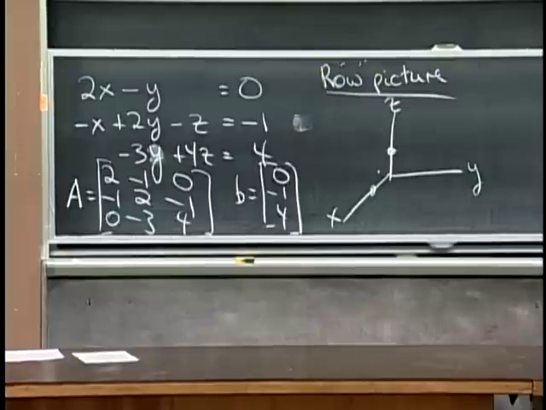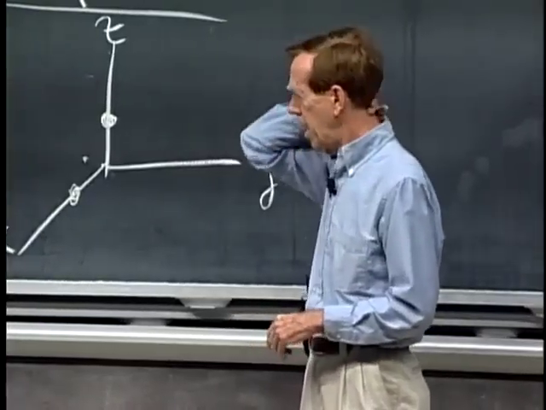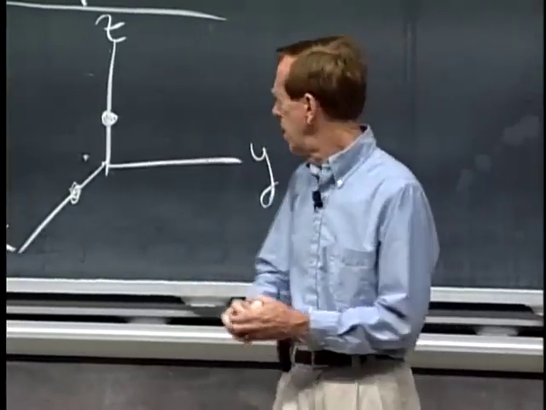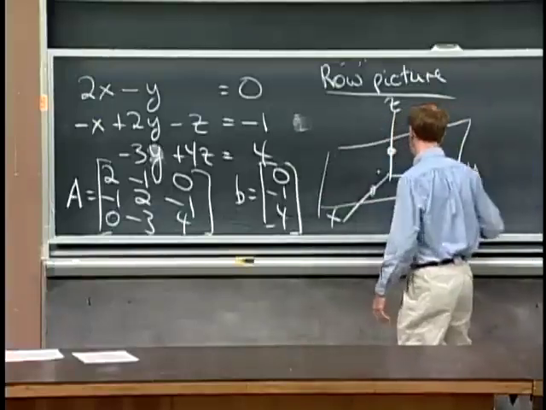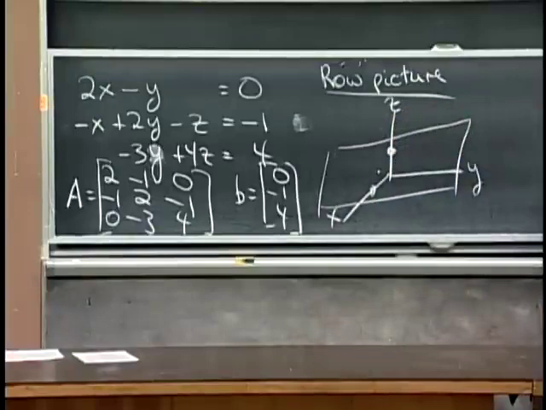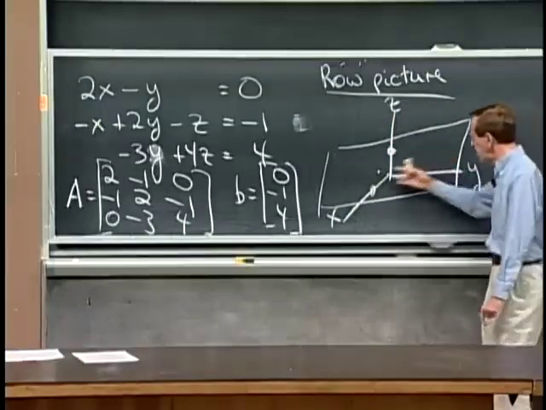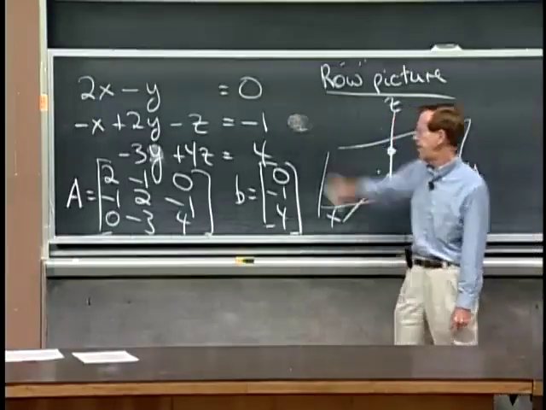your lecturer is not Rembrandt, and the art is going to be the weak point here. So I'm just going to draw a plane, right? There's a plane somewhere. That's my plane. That plane is all the points that solve this guy.